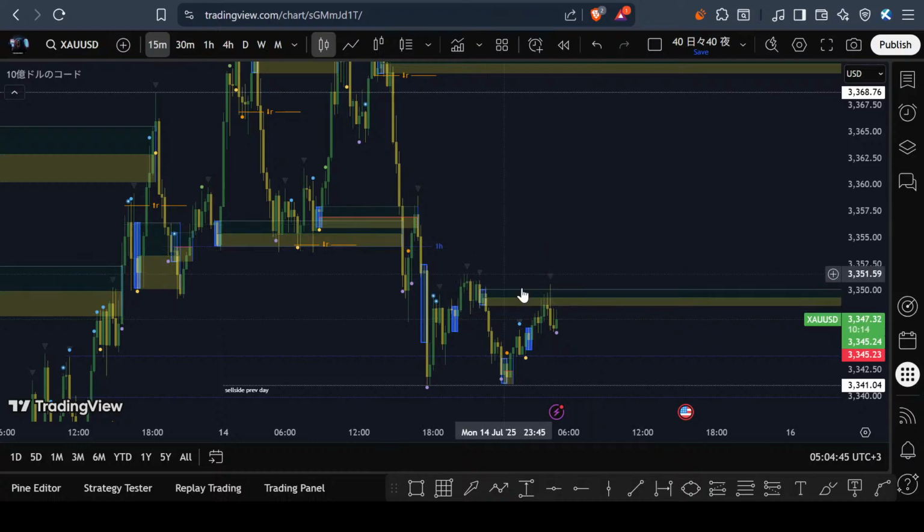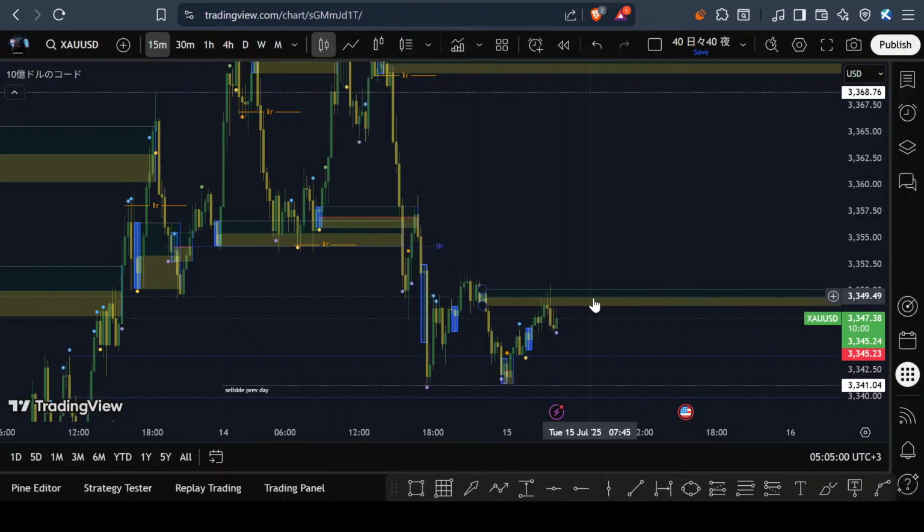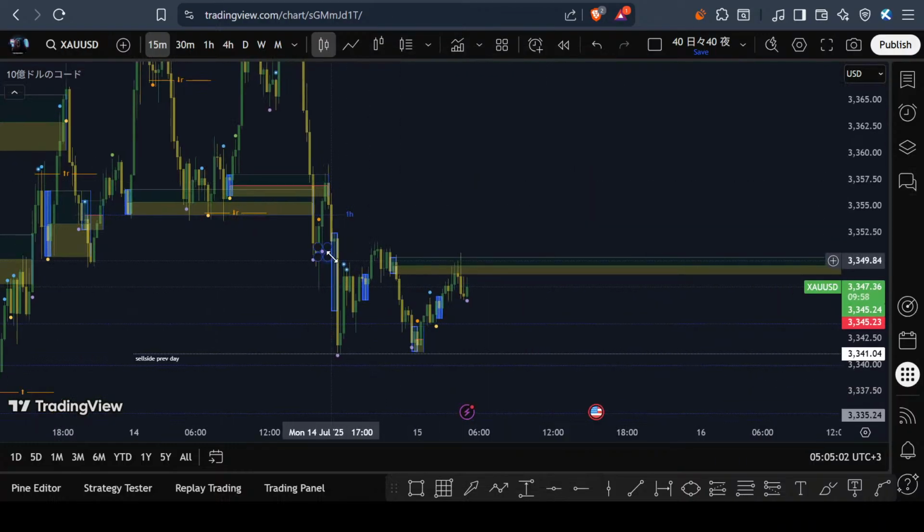since on the 15 minutes we are still having this supply that is holding price, also we are having this long supply over here. And one thing from experience that I've noticed with these long supplies, what tends to happen is price tends to push up, closes above, and then pushes down.